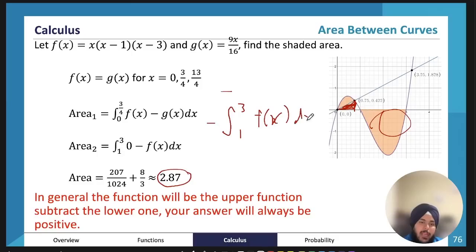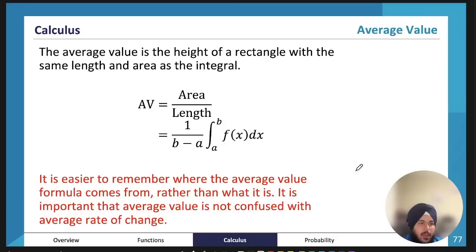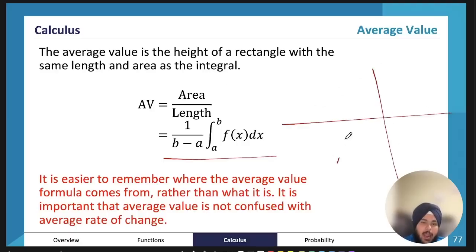So this is essentially what this area is going to be over here. I hope that makes sense. Okay, another thing that you will need to calculate is the average value, and there's a formula in your formula sheet for this. So the average value is literally just, if we have a graph like this, what is the average value in this region? You can think of it as sort of like the mean of this graph.